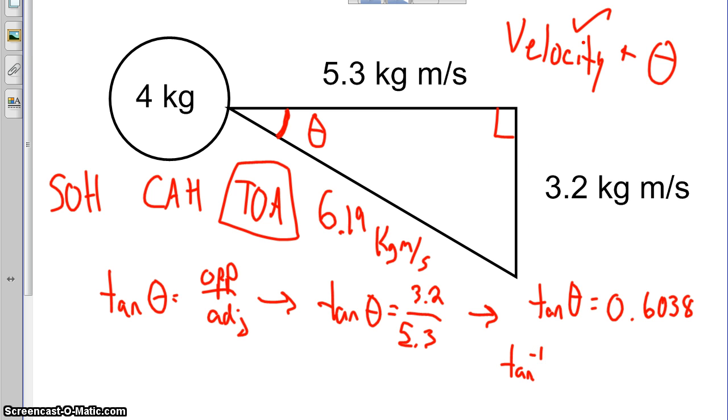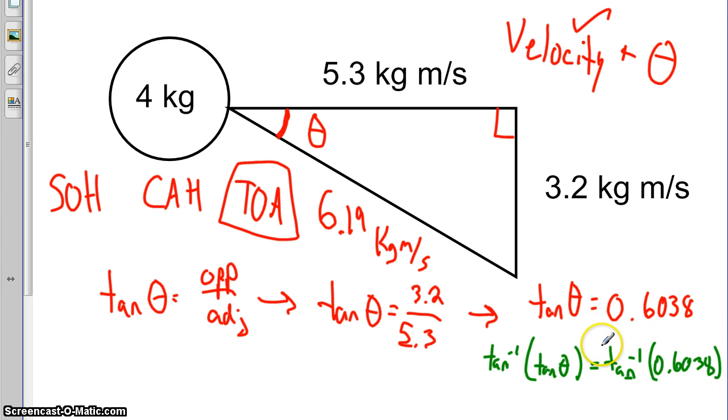Actually, let me do that in a different color so you can see it a little better. So if I take the inverse tangent of both sides of the equation, it's algebra, I've got to do it to both sides. So the inverse tangent of this side should be equal to the inverse tangent of this side. Running out of room, but you get the idea. On this side, inverse tangent and tangent is the equivalent of saying plus 5 minus 5, or times 4 divided by 4, and this just leaves me with theta. So that's what I want. I want to know what theta is.